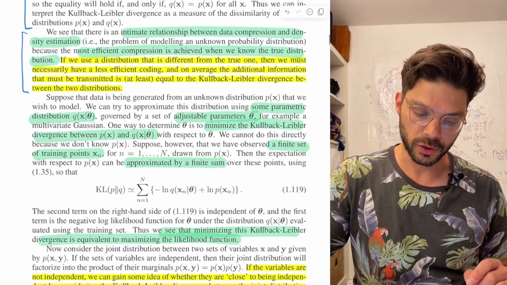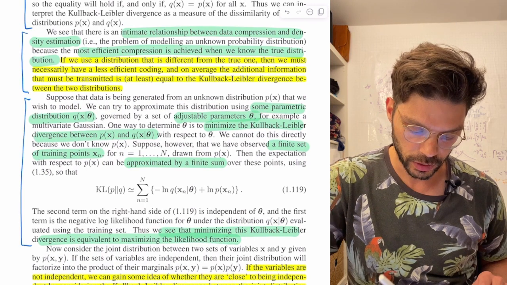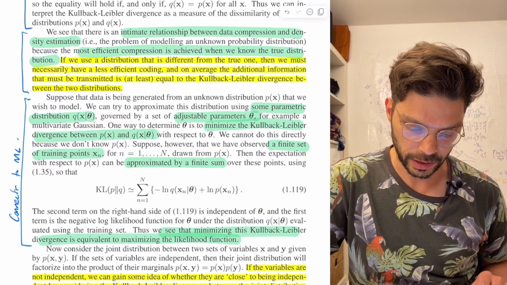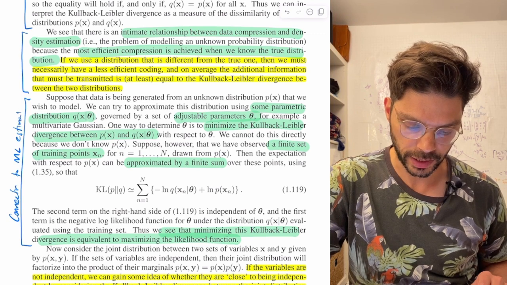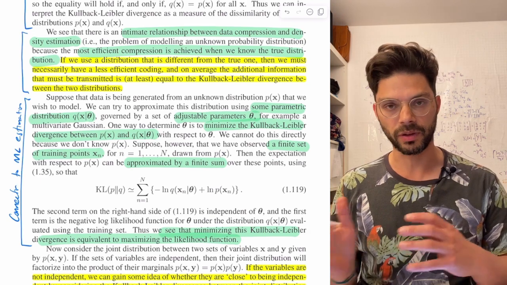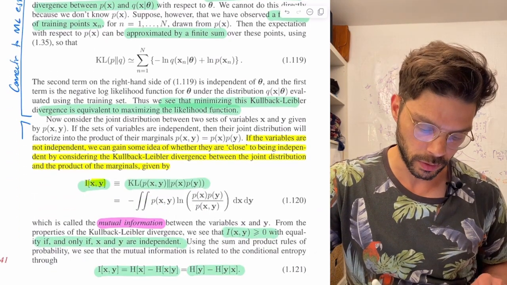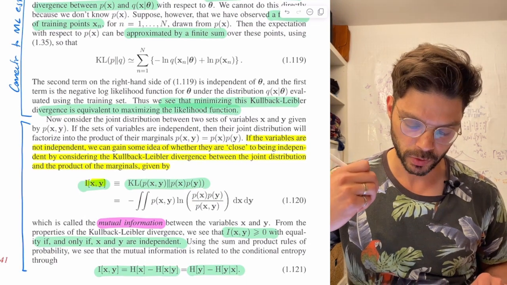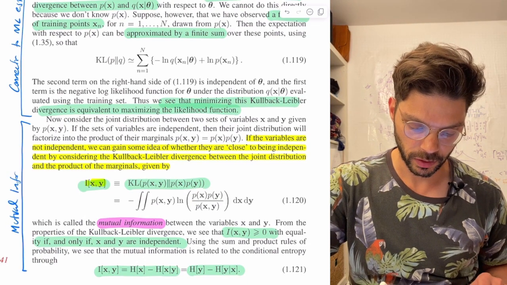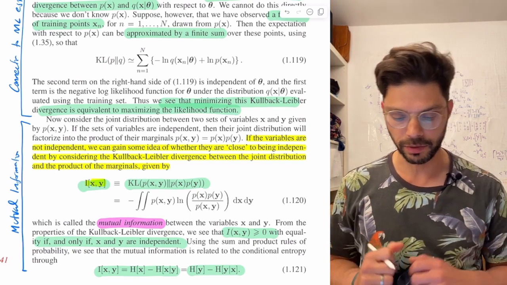And then there's a section here which again I think is also really cool. This is the connection to ML estimation, maximum likelihood estimation, so how Kullback-Leibler divergence ties into that. And then finally, at the very end of the chapter, we arrive at this notion of mutual information, and how we can define that using this Kullback-Leibler divergence.